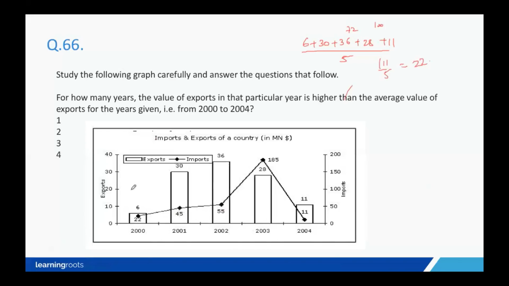So let's check. Is the export in this case greater than the average? No. In this case, yes. In this case, yes. In this case, yes. In this case, no. Right, so there are 3 years in which the value of the exports is higher than the average value. That's why the answer in this case is 3.